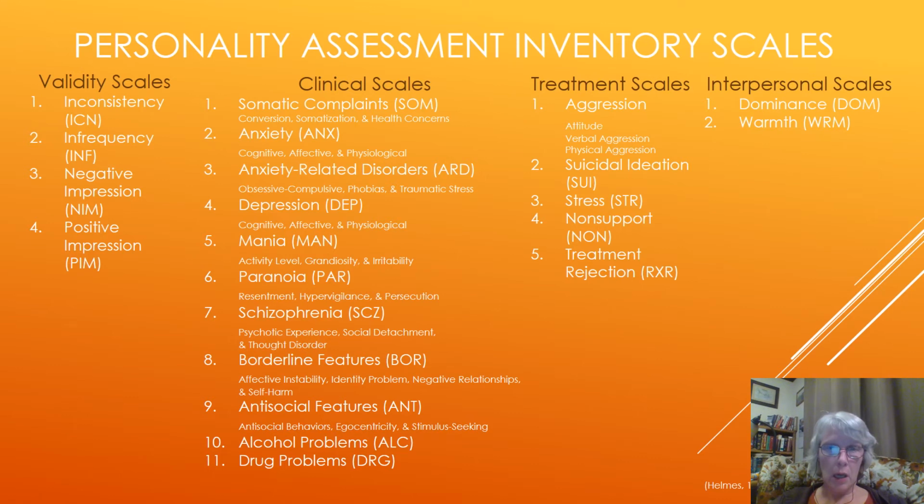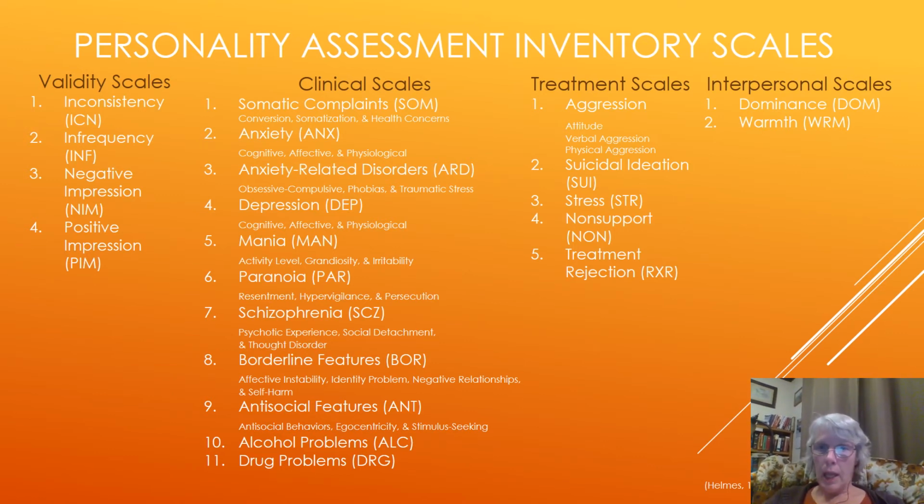Mania with subscales of activity level, grandiosity, and irritability. Then we have schizophrenia, including psychotic experiences, social detachment, and thought disorder. Borderline features, including affective instability, identity problems, and negative relationships, as well as self-harm. 9 is antisocial features, including antisocial behaviors, egocentricity, and stimulus seeking. And then we have alcohol problems and drug problems.